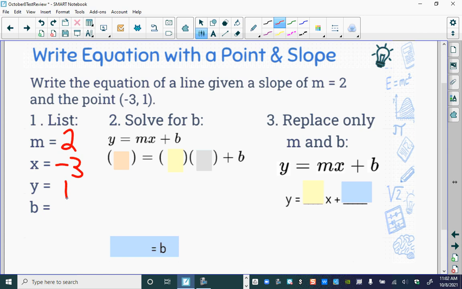What's going to go in that first box? Careful, one. Okay, so the y is 1. What about the m? 2. The b? I mean, not the b, the x. -3. Okay, now, do we have enough information to solve for b? Yes, we sure do, because what's 2 times -3? -6. Remember that sign. So it's -6 plus b. Now to get b by itself, +6. Now you get your 6, yes.